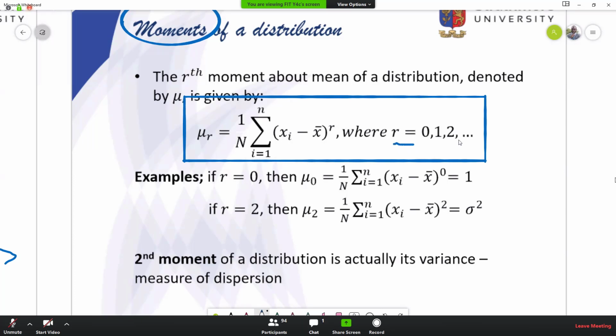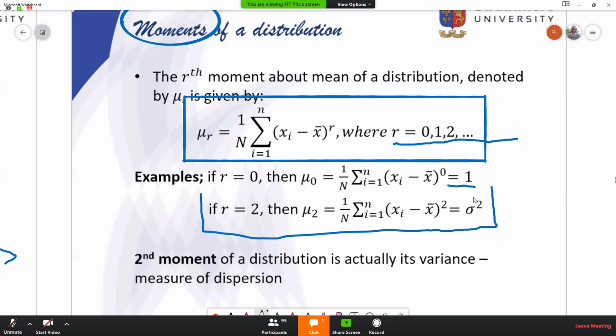And r is made up of these numbers, positive integers. So if r is 0, the moment is always 1. If r is 1, there's a value. If r is 2, the reason why I'm pointing out this one is because it is special. If r is 2, the moment will always be sigma squared.